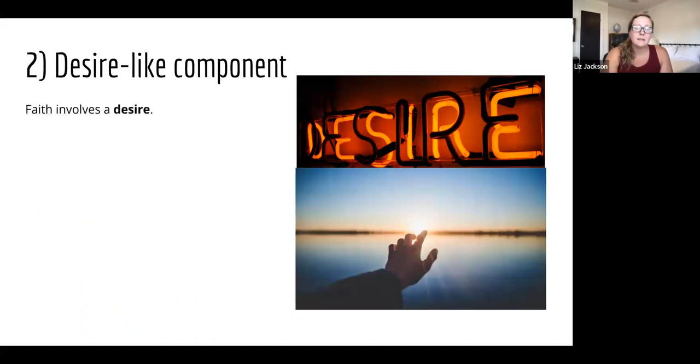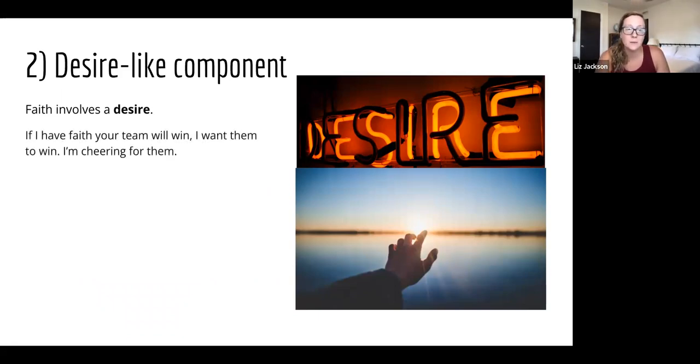So the basic insight here is that when you have faith that something is true, you want it to be true. Faith involves a desire. So if I have faith that your team will win, I want them to win. I'm cheering for them. It would be weird to say I have faith your team will win and then start cheering for the other team. That indicates I really don't have faith you'll win. I'm on the side of the other team, right?